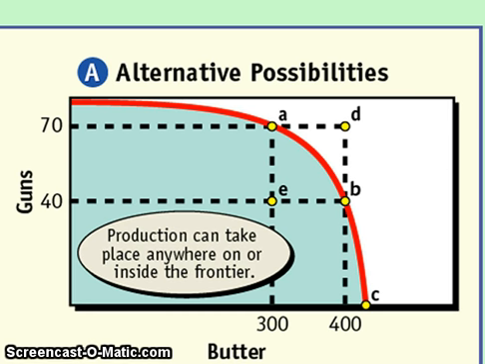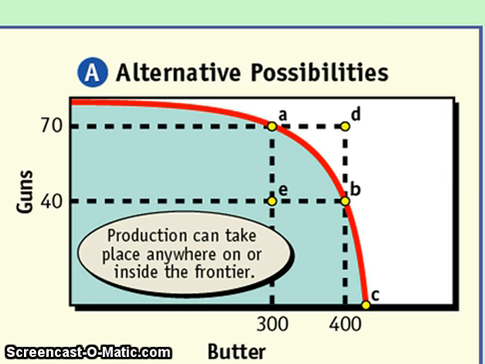Point A is just a production combination in which more capital goods or guns are being produced and fewer finished goods or services or butter is being produced. Point B is where you have fewer capital goods, more consumer goods. Point C, you have more butter, more consumer goods.